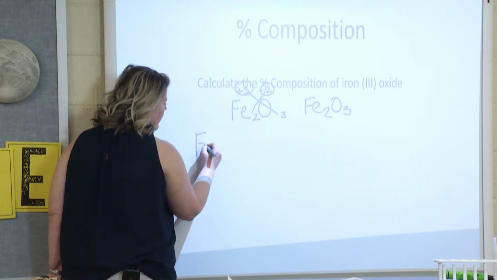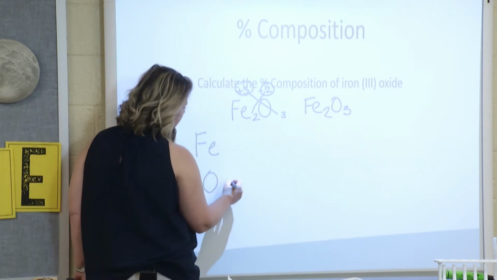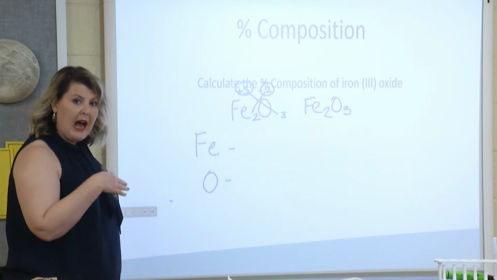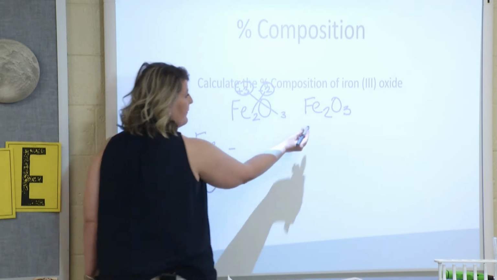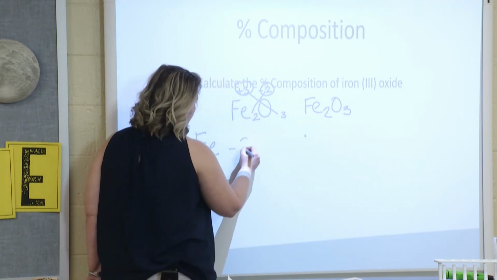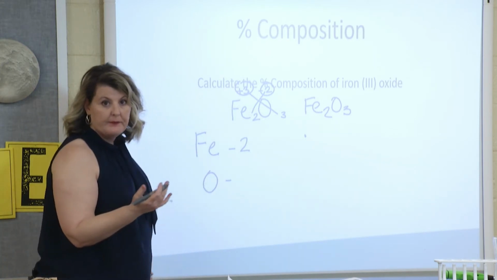So now that we have our formula, we can start working this problem. We know that our compound consists of iron and it consists of oxygen. But this is a little different than the last problem. How many irons do you have here? You have 2. You have 2 irons. So I know I have 2 irons. How many oxygens do you have?